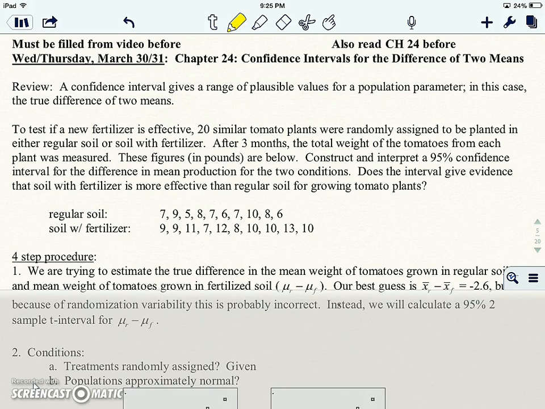Well, now we're going to do the same thing, but with the true difference of the means. So we're going to subtract the two averages first.